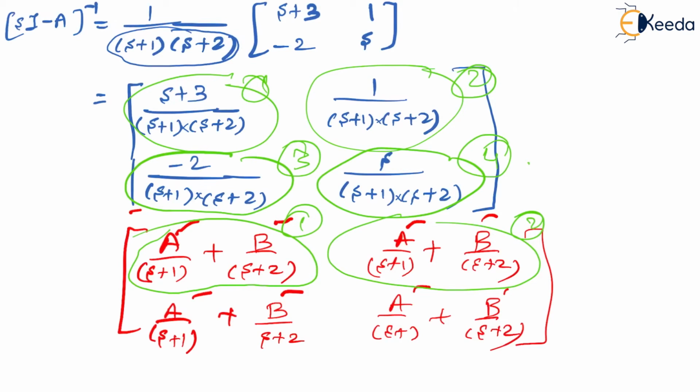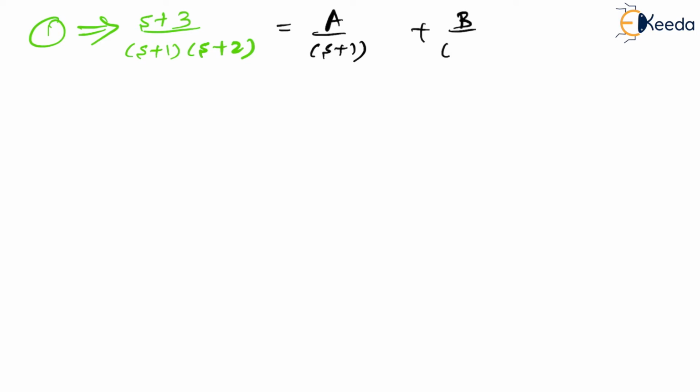So let us think of the first term. What is the first term? It is going to be s plus 3 upon s plus 1 into s plus 2. Right, we have seen that this can be represented as a upon s plus 1 plus b upon s plus 2. Right. Now, how to find the value of a?